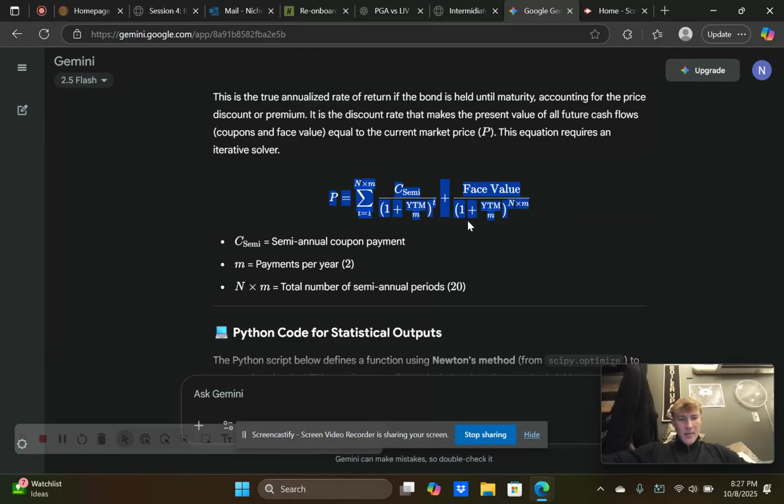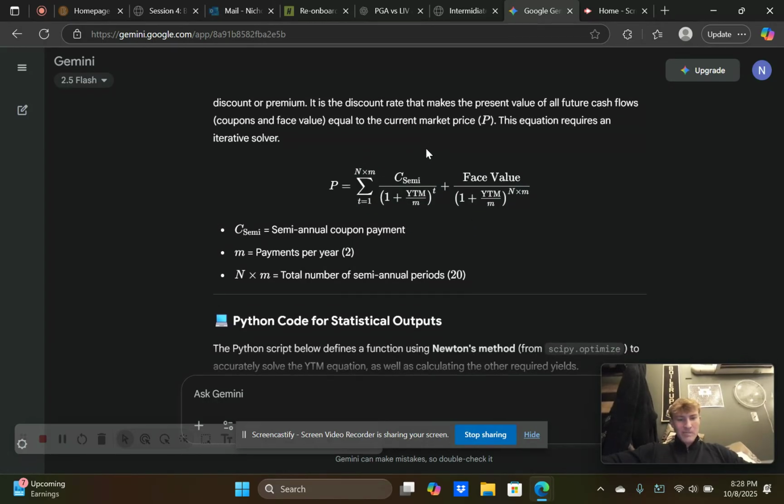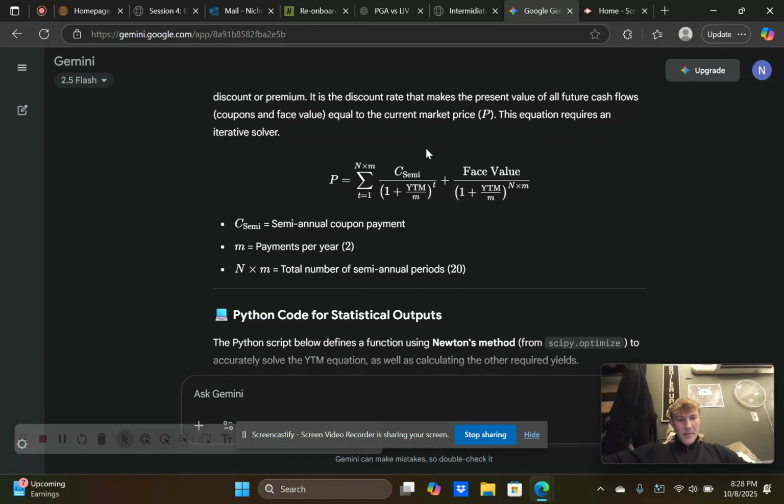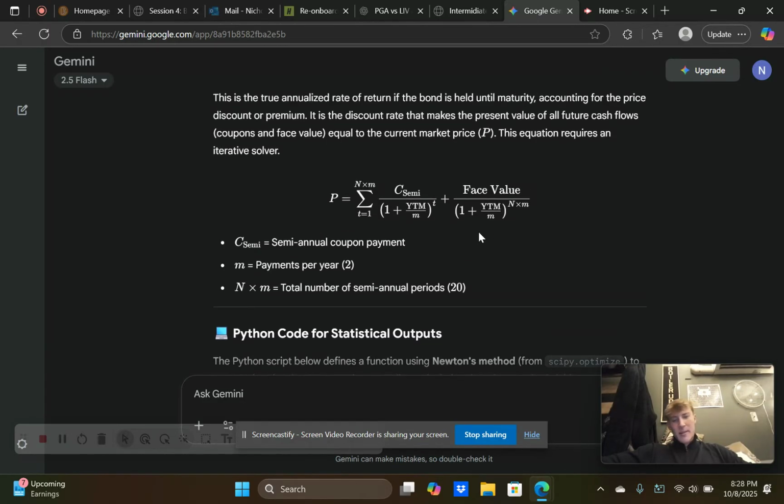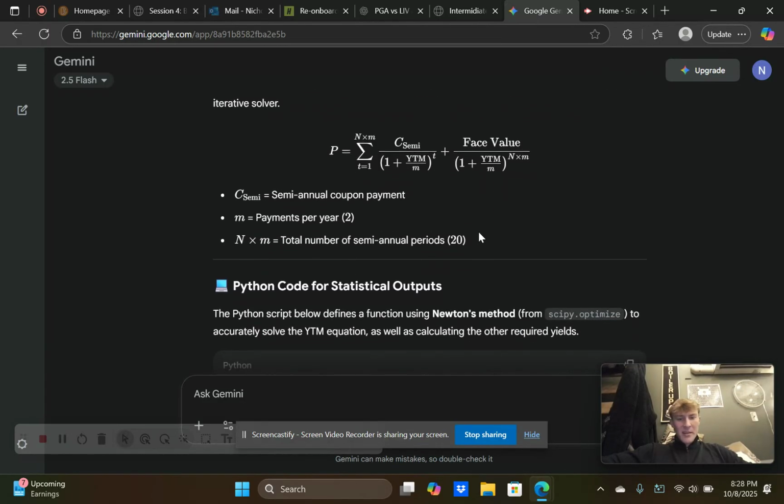C, semi being semi-annual coupon payment. YTM, yield to maturity. N times M is the total number of semi-annual periods, which is 20. Payments per period, semi-annual, so twice. Then we have our face value up here, with this formula.